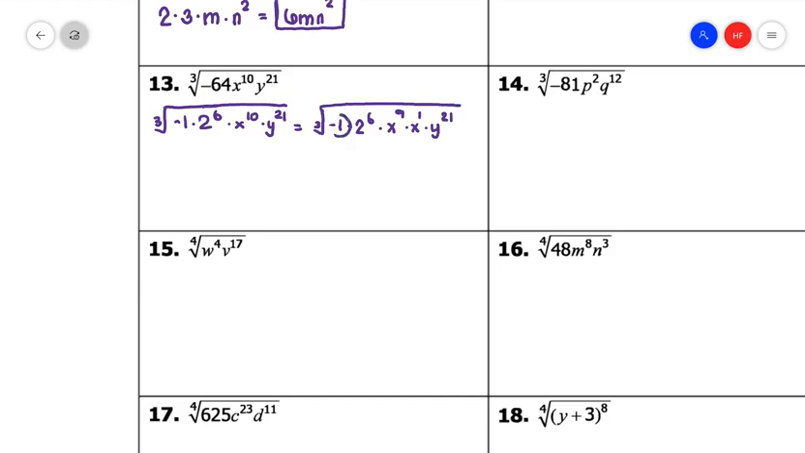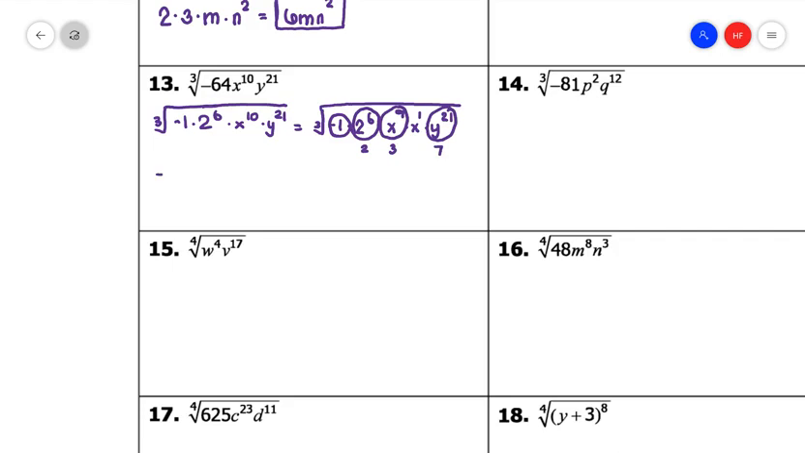And so we know we're taking this out, the whole thing. Divide the power by the index. 6 divided by 3 is 2. Power by the index. 9 divided by 3 is 3. Power by the index. 21 divided by 3 is 7. So that x to the first power has to stay inside since it's not large enough to take out.